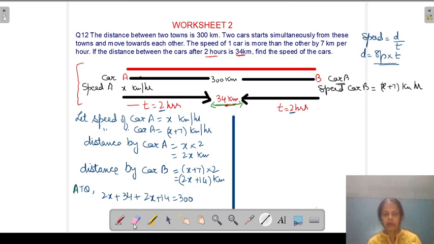Solve it. We get 4x plus 48 equals 300. Then 4x equals 252. So x will be 252 divided by 4, so after cancelling, we get x equals 63.